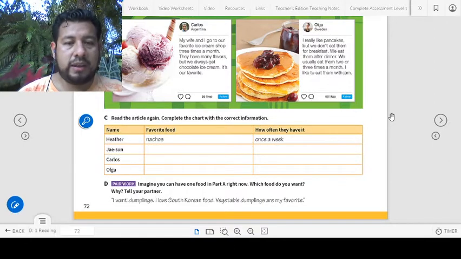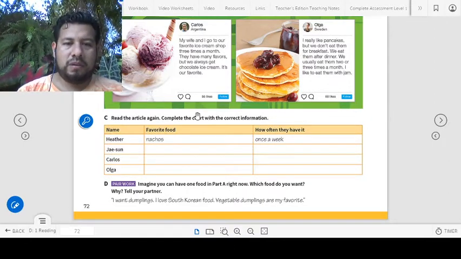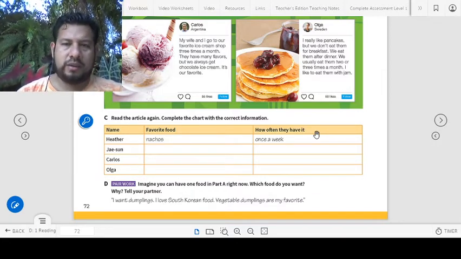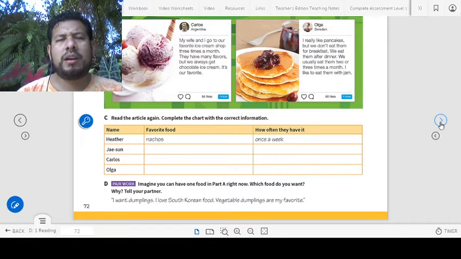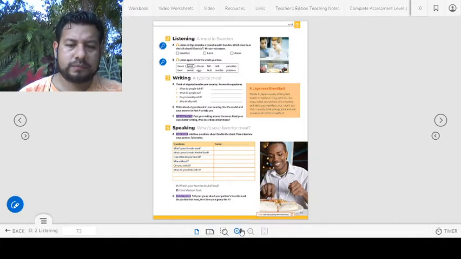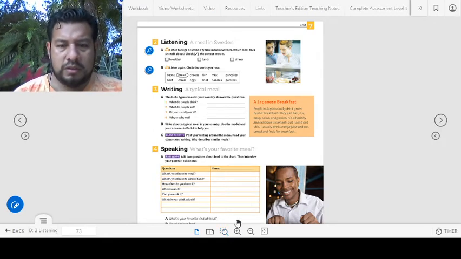Read the article again and complete the chart with the correct information. Hagan esto por favor en sus libros. We have the name of the person, we have the favorite food, and how often they have it. ¿Qué tan seguido lo comen? Lo pueden checar de nuevo en la lectura. Okay. Imagine you can have one food in part A right now. Which food do you want and why? Si pudieran comer alguna de estas, ¿cuál sería? Ahorita. ¿Por qué? Alright. Very good. Let's move on.